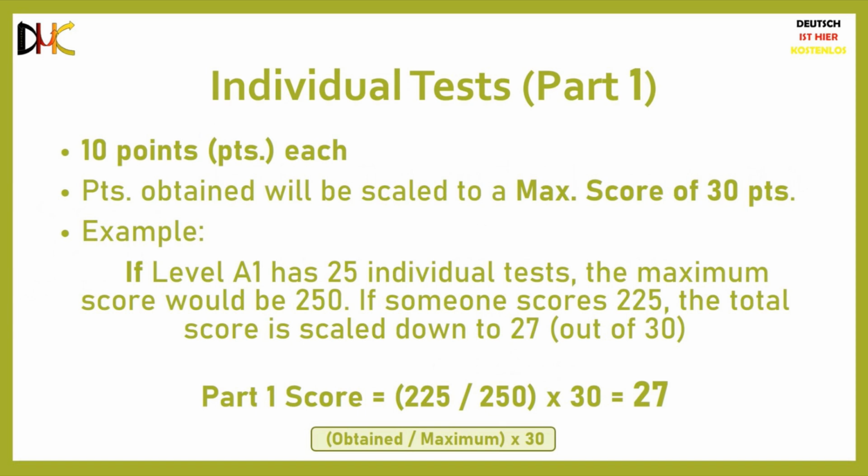The total points obtained from all the individual tests in a particular language level are scaled down to a maximum score of 30 points. For example, if A1 level has 25 individual tests, the total maximum score would be 250. If someone obtains a score of 225 out of 250, this total is scaled down to being 27 out of 30 using the formula on your screen.